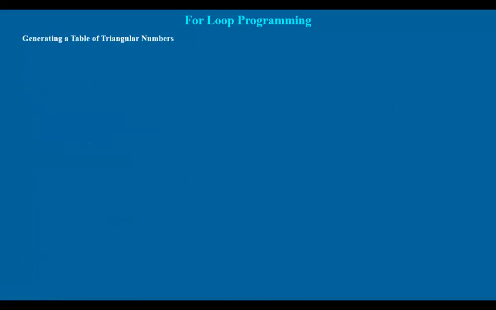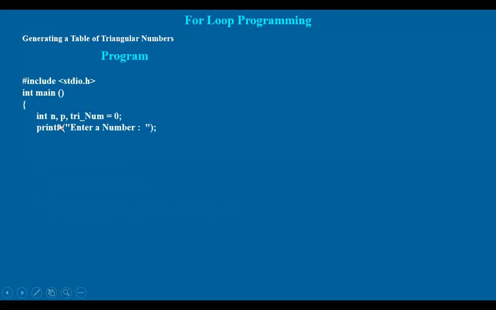Now I want to have a table, starting from 1, 2, 3, 4 like that, showing how many balls are there in each triangle. So here we have taken 3 integers, n, p, and a triangular number. Enter a number, because we want to know how many rows you want in this table. The number is taken as p, and this loop starts with 1 and repeats for p times, every time incremented by 1. And the triangular number is updated by adding the n value to it every time.